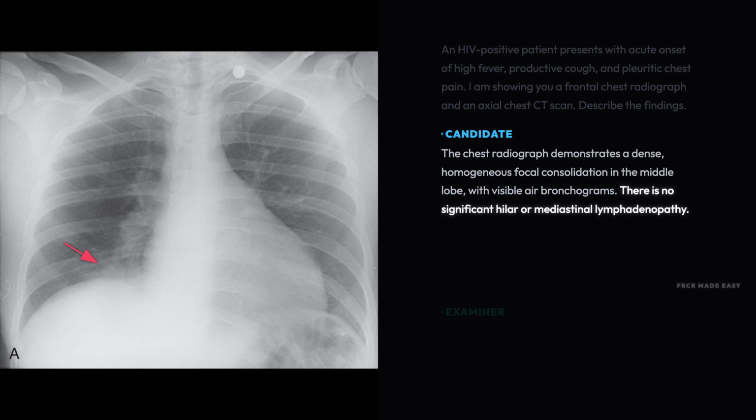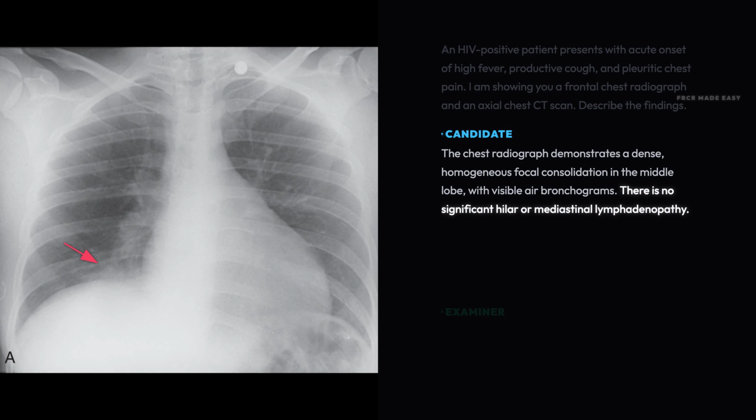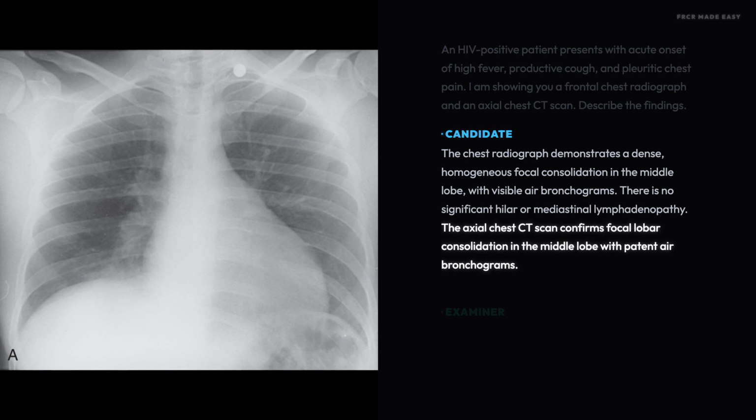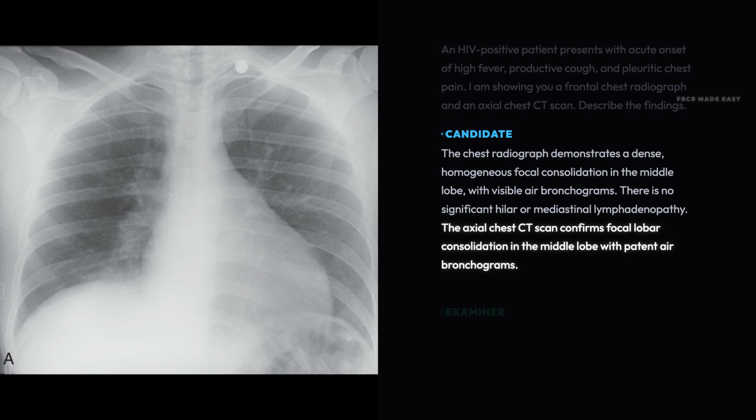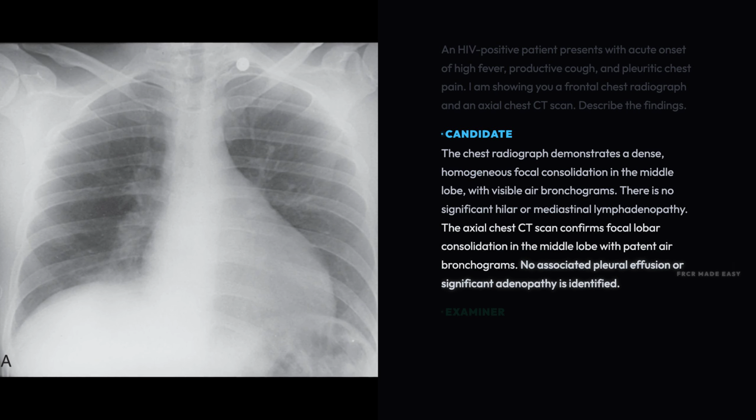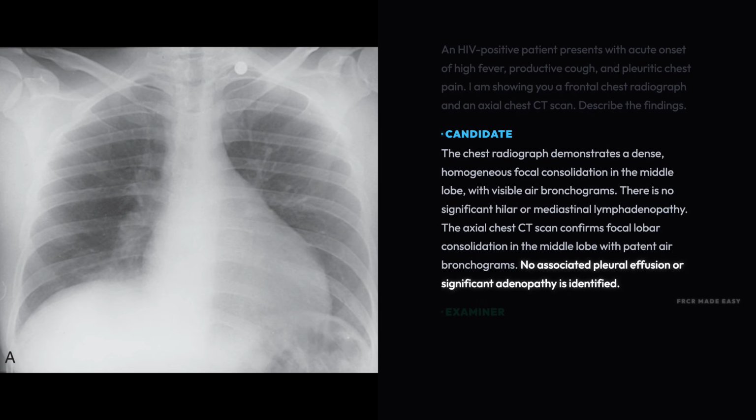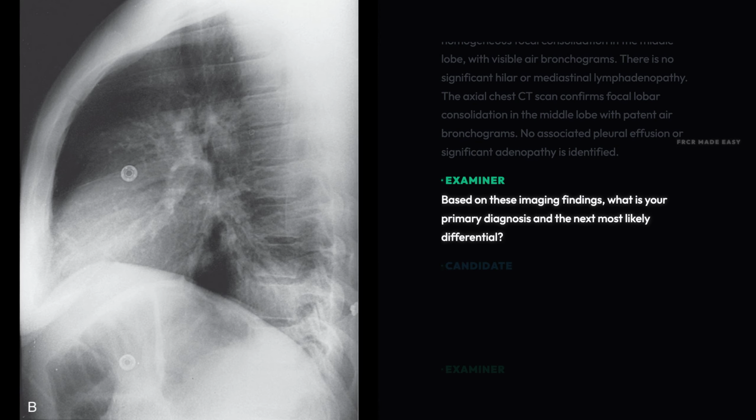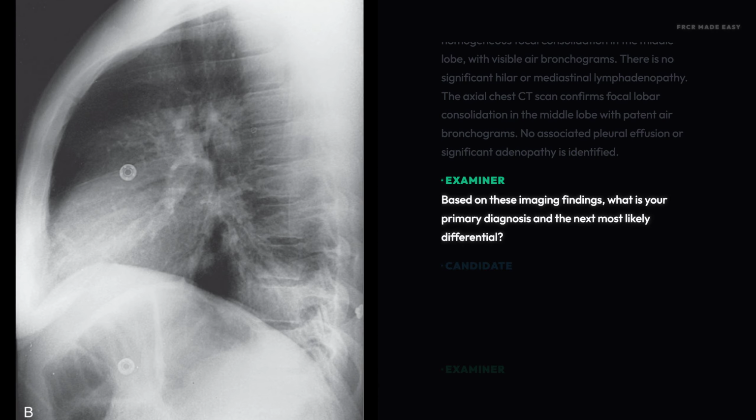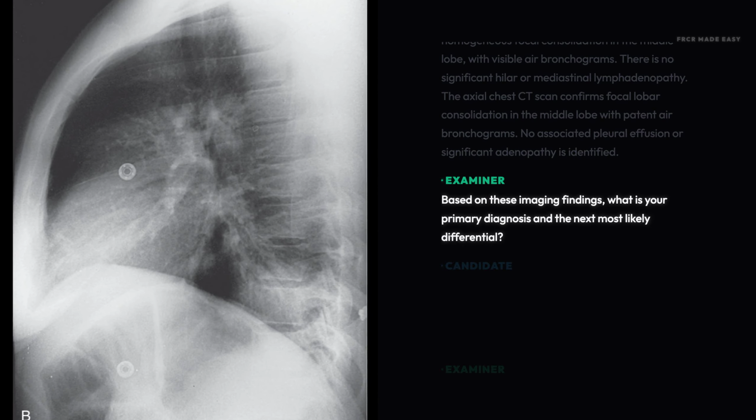There is no significant hilar or mediastinal lymphadenopathy. The axial chest computed tomography scan confirms focal lobar consolidation in the middle lobe with patent air bronchograms. No associated pleural effusion or significant adenopathy is identified. Based on these imaging findings, what is your primary diagnosis and the next most likely differential?